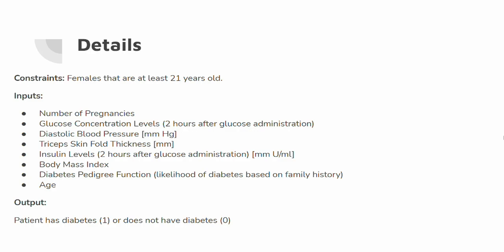The glucose concentration levels and insulin levels are taken 2 hours after glucose administration, and the diabetes pedigree function is a value of how likely you are to get diabetes based on your family history. The output is whether or not the patient has diabetes. Now, I'll discuss how we processed our data.